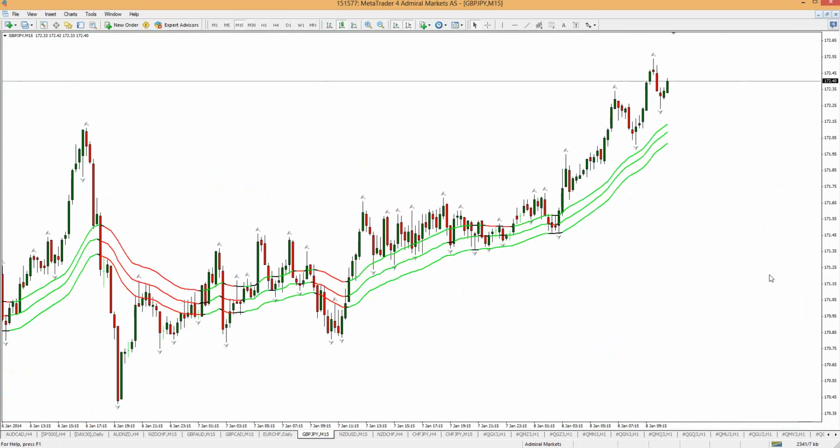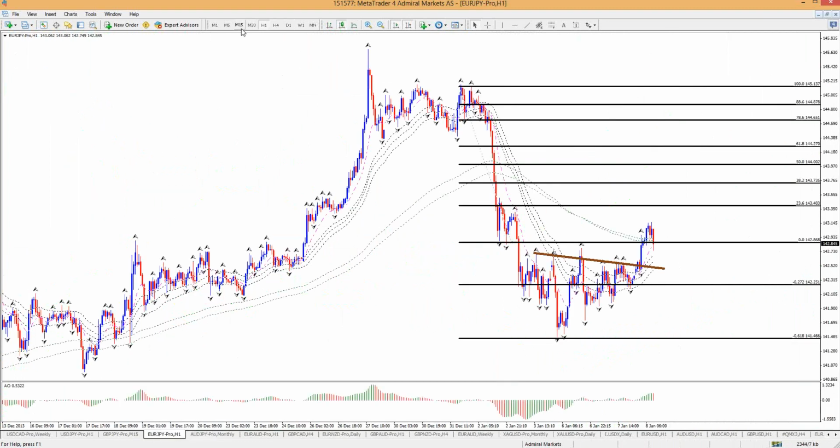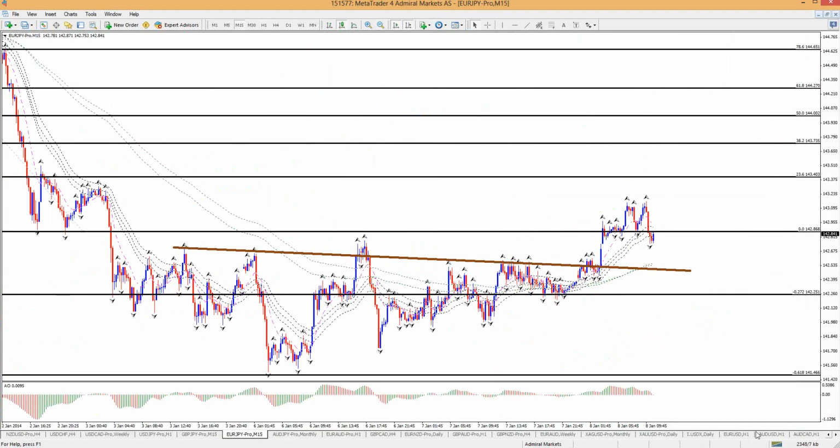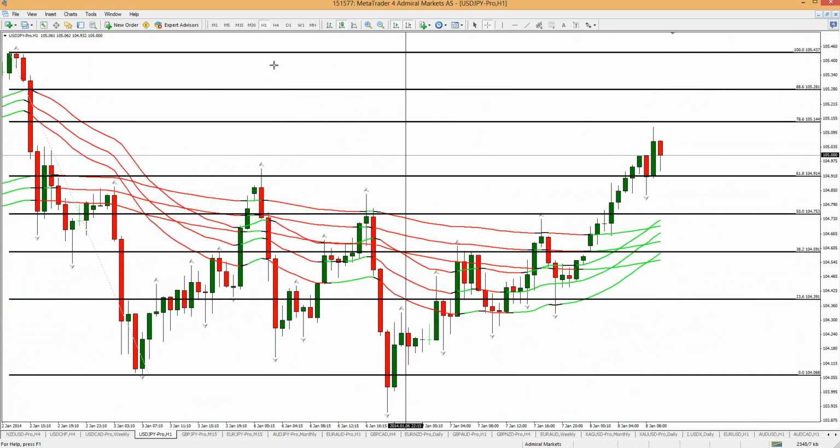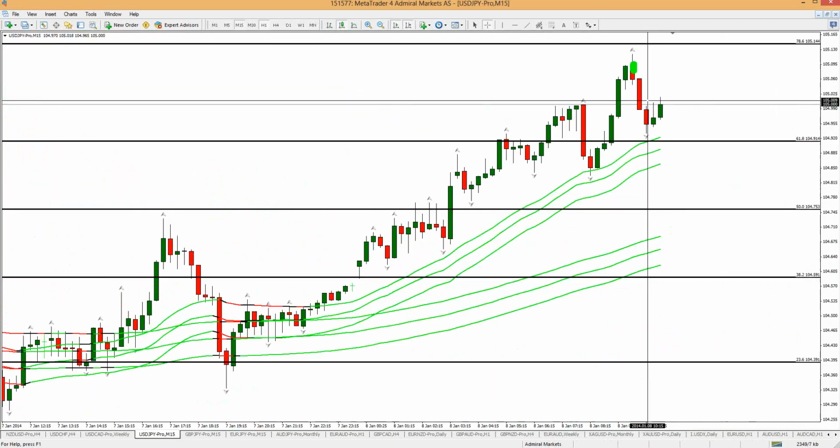Pound yen saw a small dip here. Let's take a look at the euro yen. Euro yen making a small dip as well. And dollar yen, small dip, small bounce.